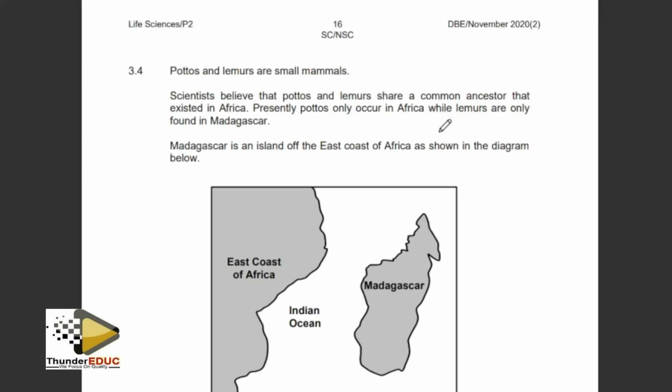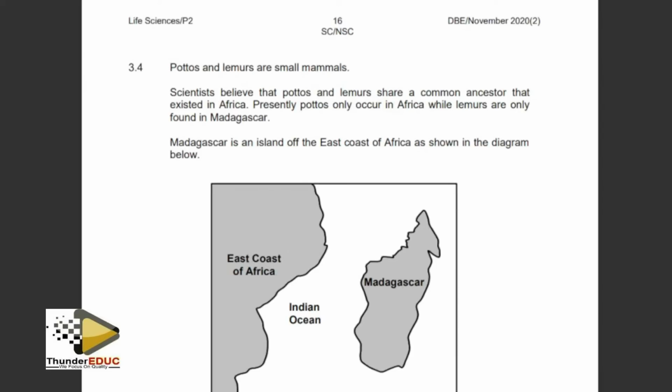Yes. And then what happened? The population was divided into 2 subpopulations by a geographical barrier. What is the geographical barrier here? The ocean. So you don't need to tell us by geographical barrier, tell us by the ocean. If it is a river, tell us by the river, unless the question is just open. And then now, you formed 2 subpopulations, that is east coast of Africa and Madagascar.